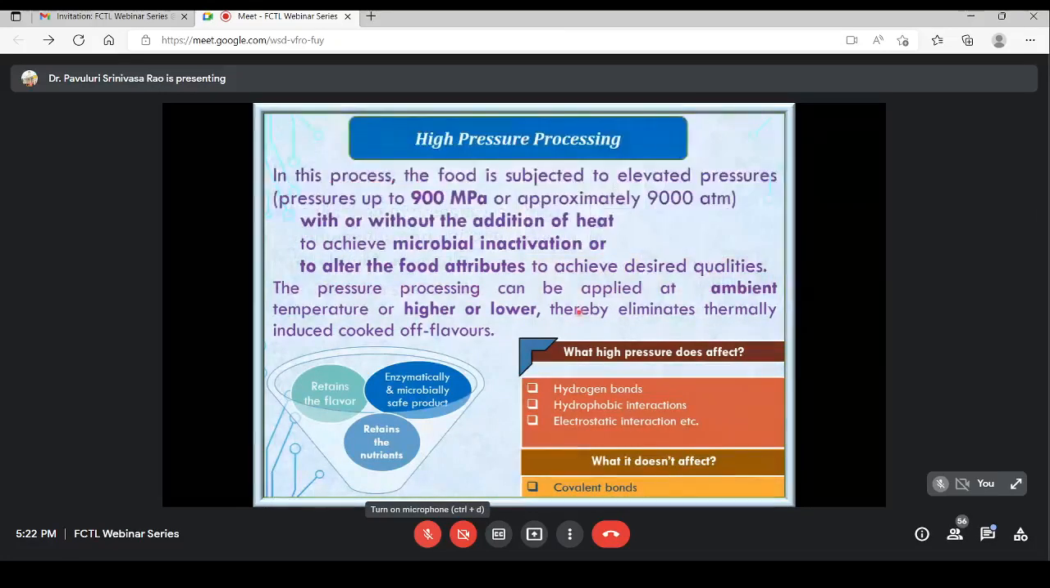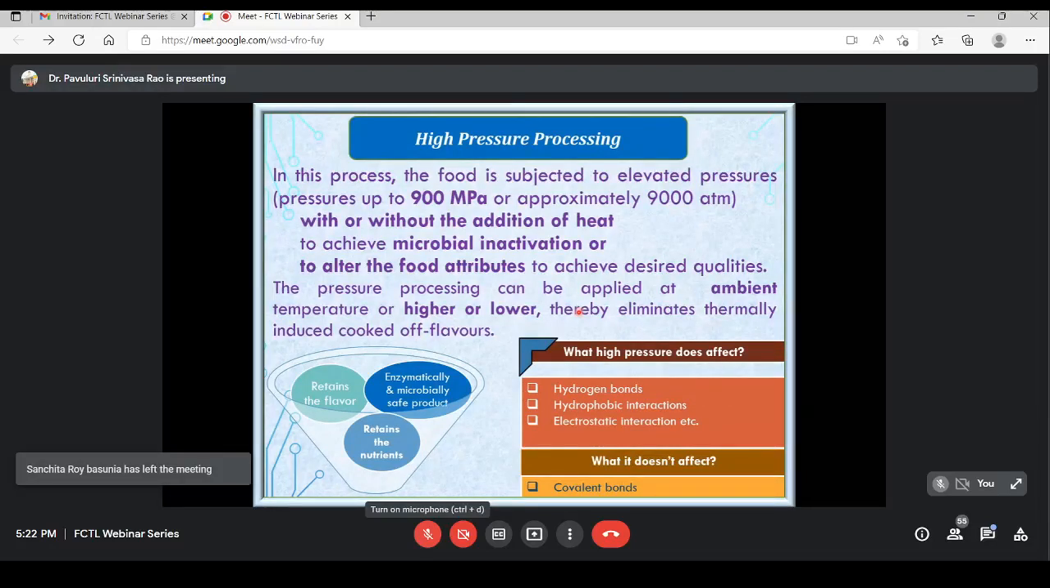Now, as you know, high pressure processing is nothing but the application of very high, elevated pressures to food materials, to the tune of 900 megapascals, which is equivalent to 9,000 atmospheres. However, this process can be adapted with or without the addition of heat, basically to achieve microbial inactivation as well as to alter the food attributes to achieve the desired qualities. The applications are of course vivid, depending upon the individual's need. People might be applying different ranges of pressure with a wide range of timing also. As I mentioned earlier, the pressure processing is applied at ambient condition, or it can be applied at lower or higher temperatures, suiting a particular situation.